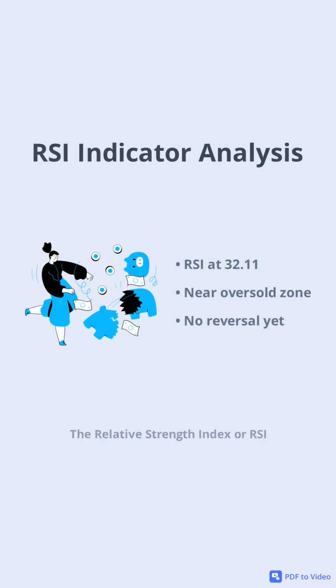The Relative Strength Index, or RSI, is a momentum indicator that measures the speed and change of price movements. DVLT's RSI 14 is currently at 32.11, just above the oversold threshold of 30.